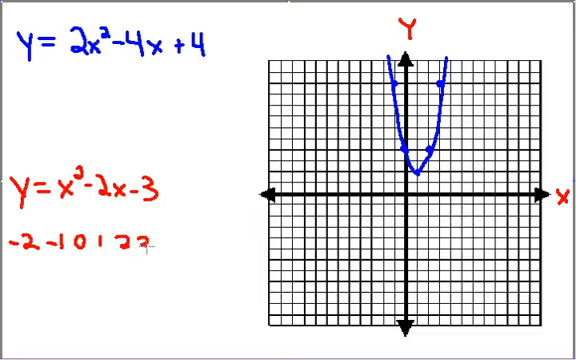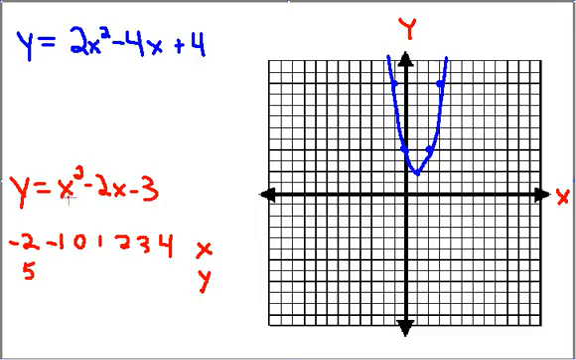So these are going to be all our x values in our table. And then beneath it are going to go the y values. When x is minus 2, what's y? Well, minus 2 squared is 4. Minus 2 times minus 2 is also 4. 4 plus 4 is 8. 8 minus 3 is 5.